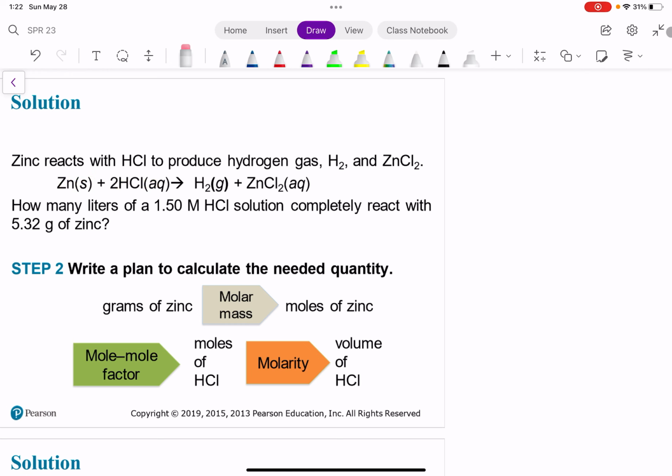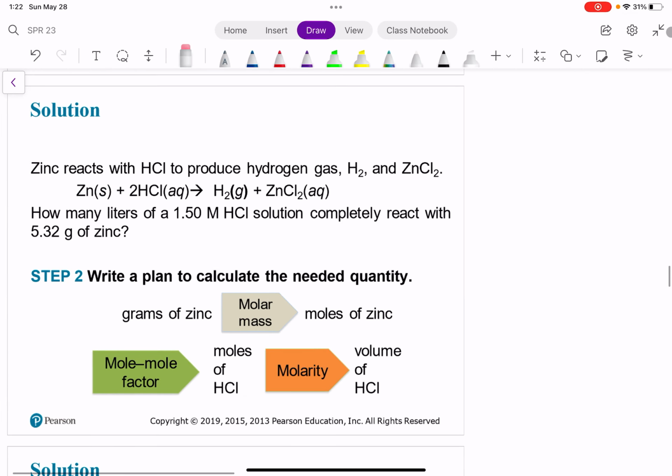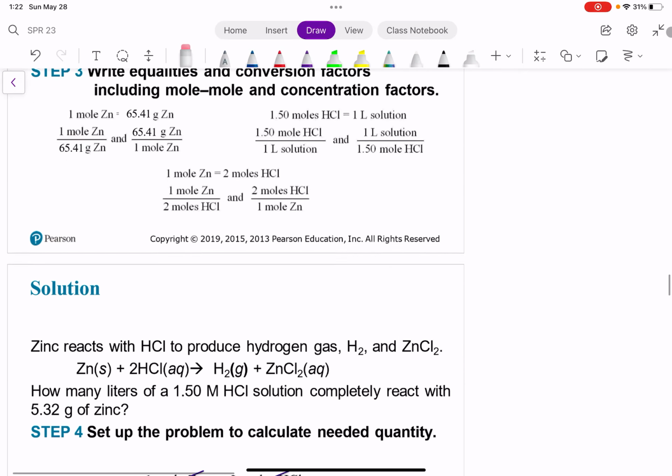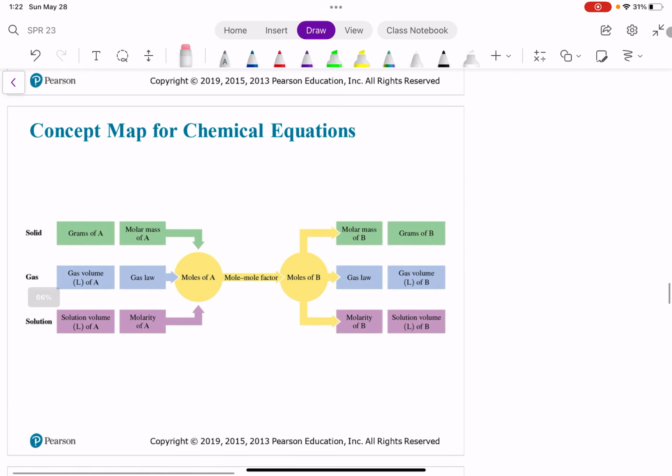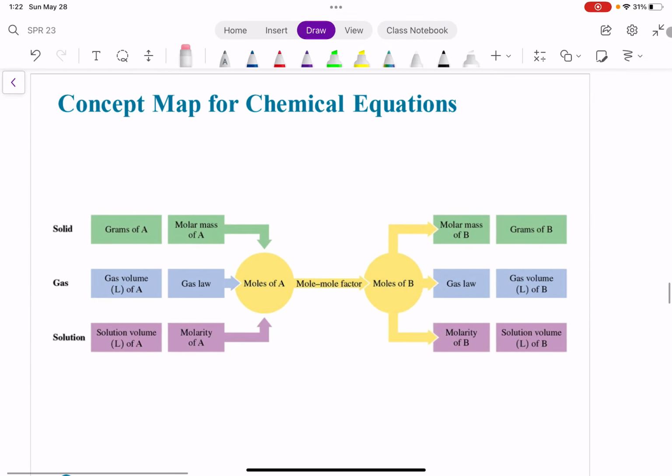So pretty cool. You'll be practicing this in your lab. It doesn't need to be perfect. Just try your best. I think that's it for this video. There is this cool concept map at the end of the chapter in your textbook, on page 333. If this helps you out, you might want to look at it and maybe even write it in your notes or take a picture of it so you can look at it later while you're working on homework and stuff like that.